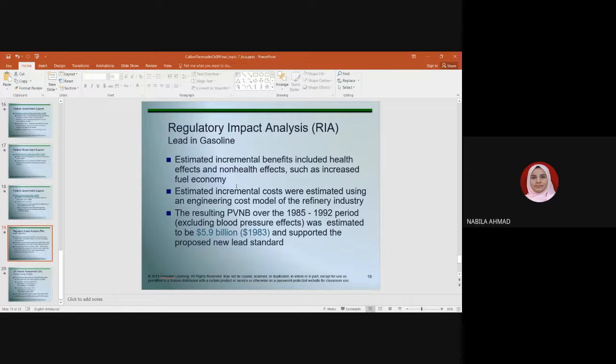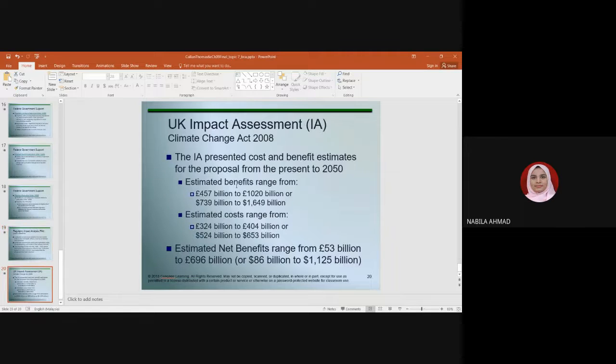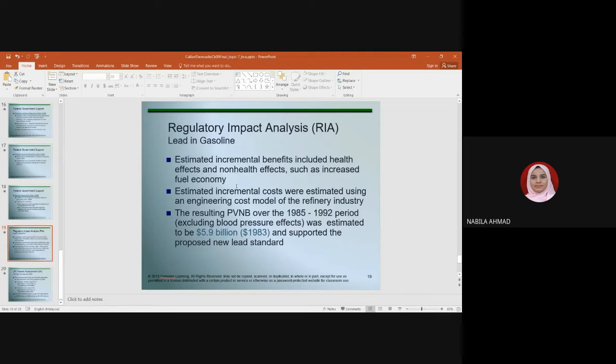And then this one is the economic analysis, the regulatory impact analysis (RIA). So this one is in gasoline. Okay, so this one is where? Not sure where, is it also the US? Okay, so the estimated incremental benefit included health effects and non-health effects such as increased fuel economy. Yeah, so the estimated incremental costs were estimated using an engineering cost model of the refinery industry. So they also did one for gasoline.